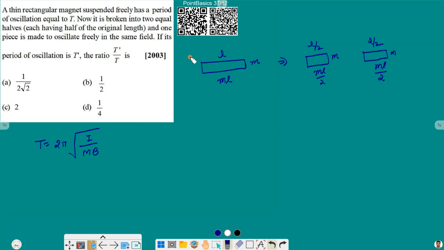It is not mentioned anything about how it is freely suspended, so we assume that these magnets are oscillating around their center point. If they are oscillating around their center point, then their moment of inertia will be ml square by 12, where m is mass, and we have used multiple m's here. So let's write it as small m.